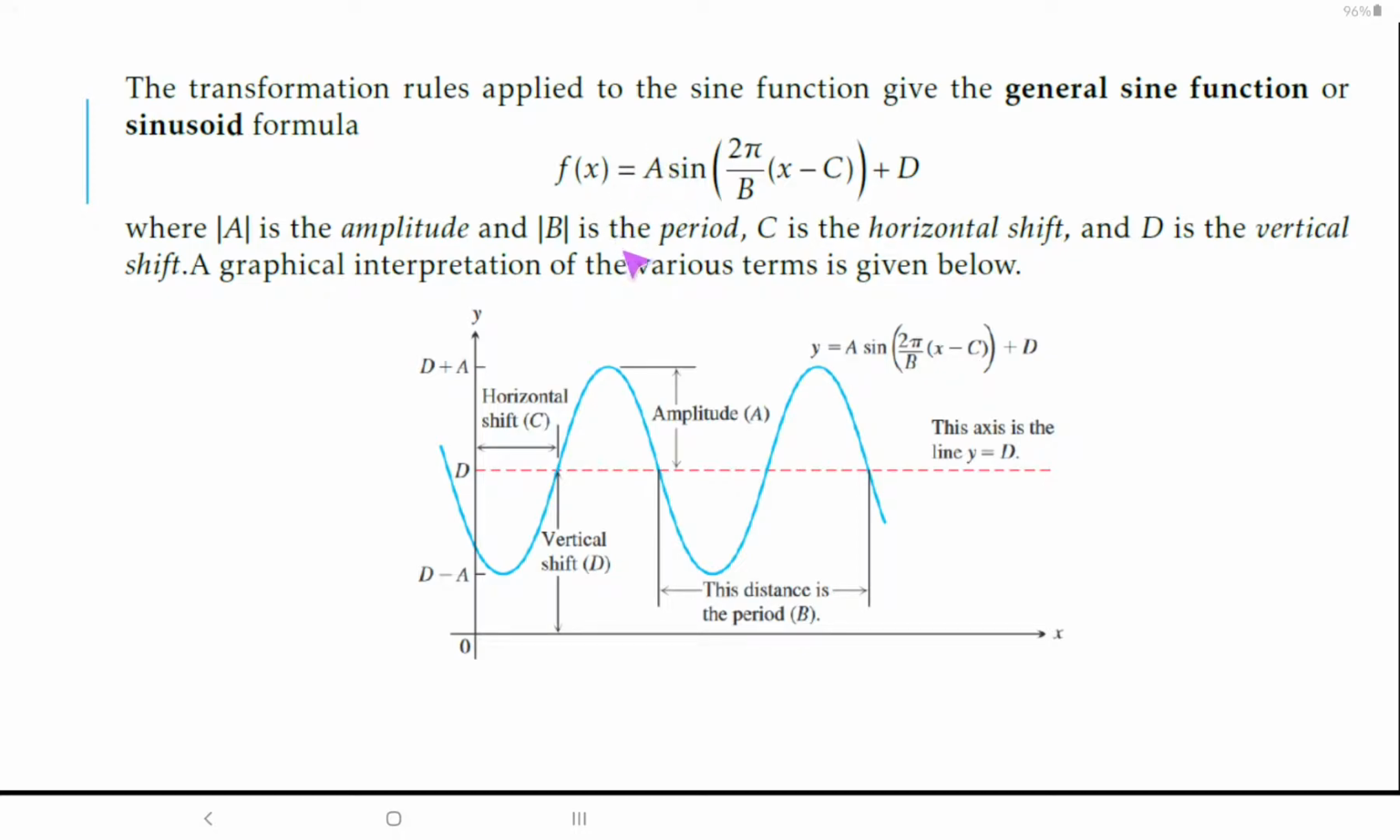Okay, so when we multiply by A, the absolute value of A becomes the amplitude of the graph, and then the absolute value of B is related to the period, and C here is the horizontal shift, okay, and then D is the vertical shift, how many units we moved it up or down. A graphical interpretation of the various terms is given in the following. Note that this is when we shift the original sine function. So we can change the height of the sine function depending on A, the value we multiplied by. We can change the period depending on B. And then C here is the horizontal shift, so we can move it from left to right depending on the value of C. And then D is our vertical shift. Okay, we can move it up and down. Okay? So that is the shifting of trigonometric functions.